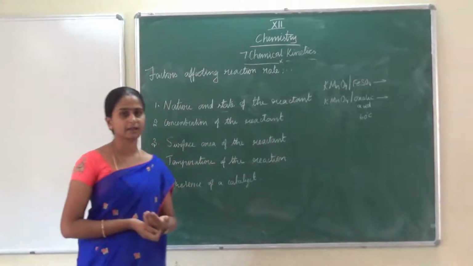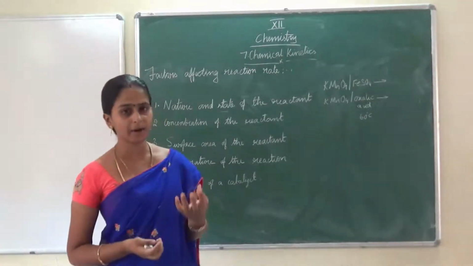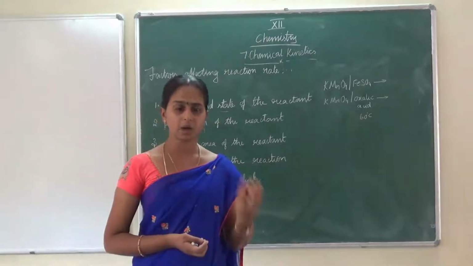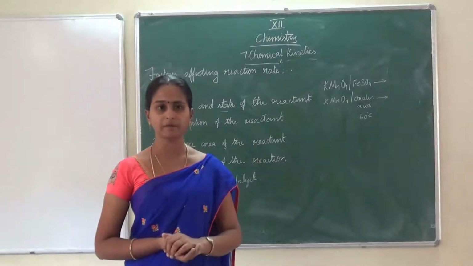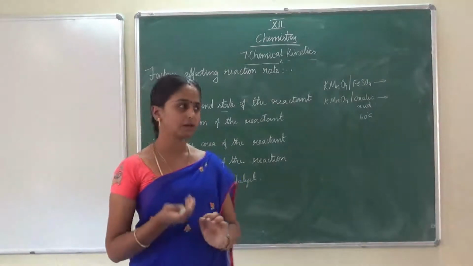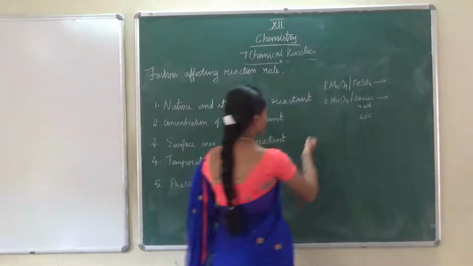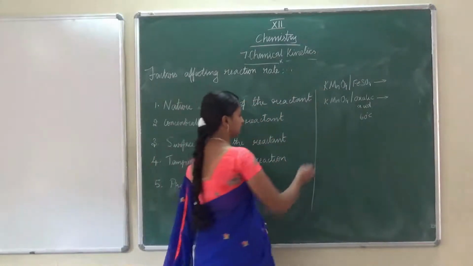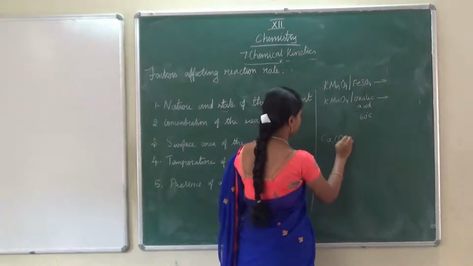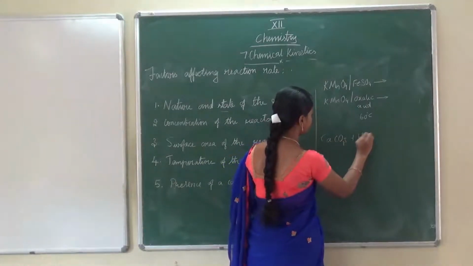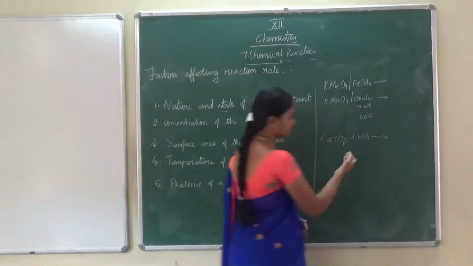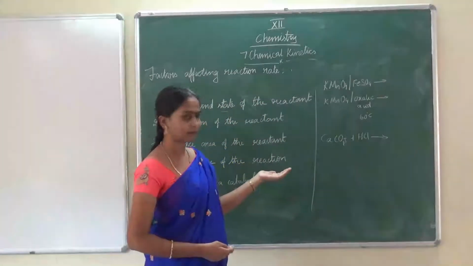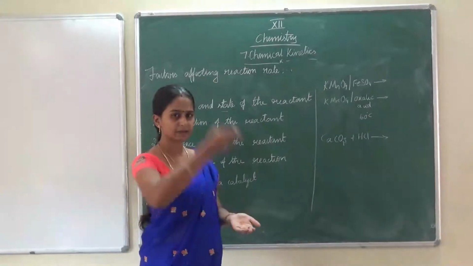Okay, surface area. If we take the same mass of a particular compound in solid form as well as in powder form, just for example, limestone, we can take calcium carbonate. When you treat calcium carbonate with hydrochloric acid, you know what is the product? We have done this one in 11th standard public practical. Calcium carbonate plus hydrochloric acid, which will come out?